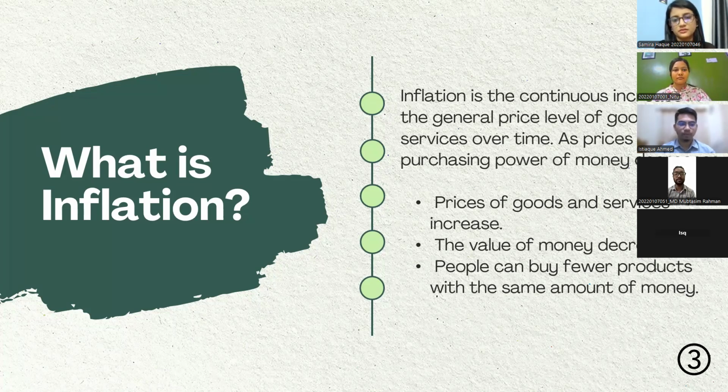Let's break that into 3 points. First, prices of everyday goods and services keep increasing. Second, the value of money itself decreases. And third, because of the first two things, people end up being able to buy fewer products with the same amount of money. So basically, that's why 100 taka today does not stretch as far as it did a few years back. And that, in a nutshell, is what inflation means.